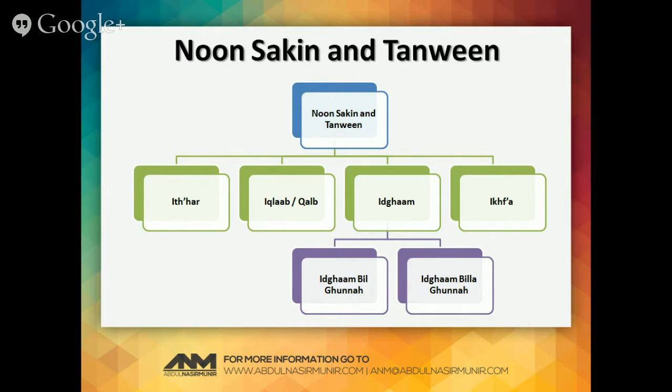So idgham without nasalization. Now the first one, idgham bil ghunnah, is also called a complete merge, or complete assimilation. The second one is called partial assimilation, not complete merge. And then the last rule of Nun Sakin and Tanween is ikhfa, which means hidden, something which is hidden. So these are the rules, inshallah. From next week, we're going to start from Izhar, and we're going to go into detail.